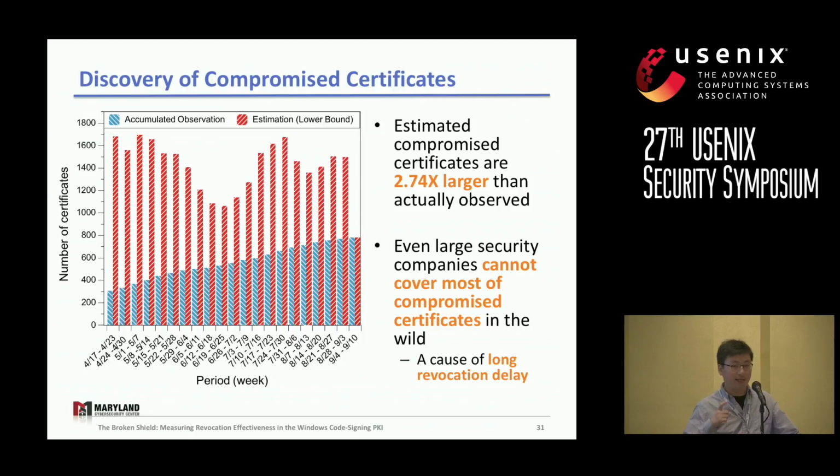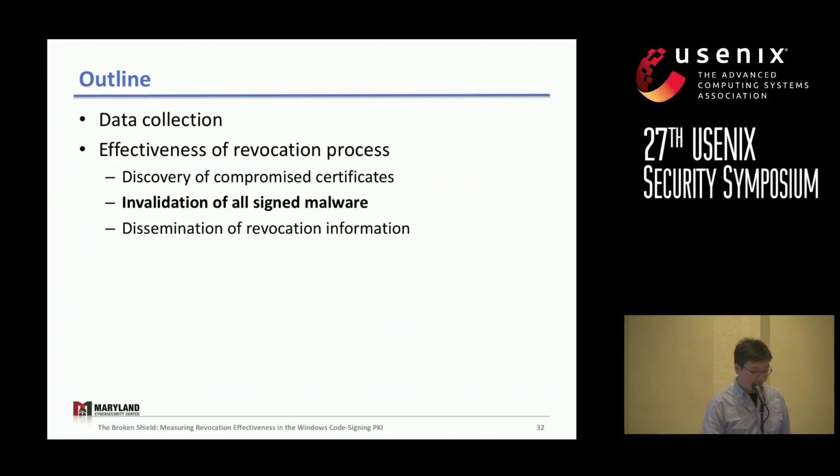And the blue bar is the estimation of the compromised certificates in the wild. So we can know that on average, the estimated number of compromised certificates is larger, like 3 times larger than actually observed. So we can know that even larger security companies cannot observe most of the compromised certificates in the wild. So this is one of the causes of the long revocation delay.